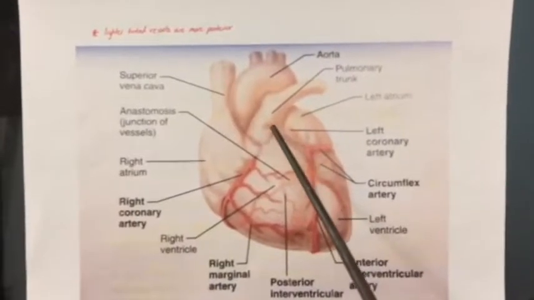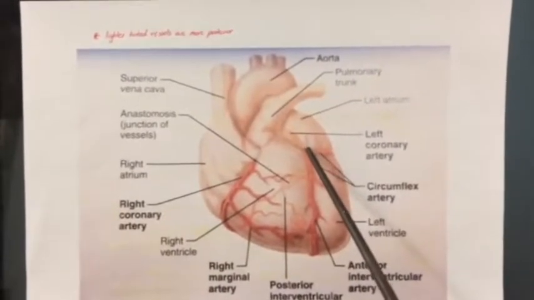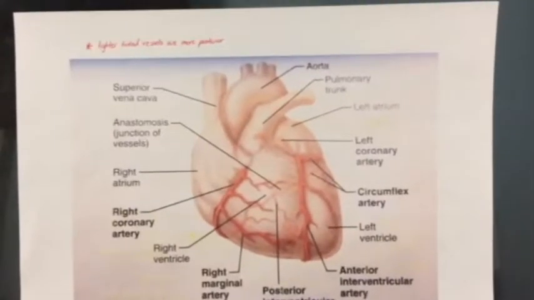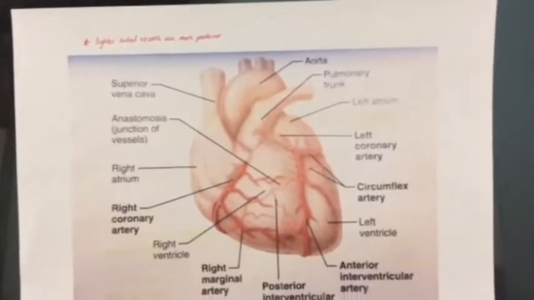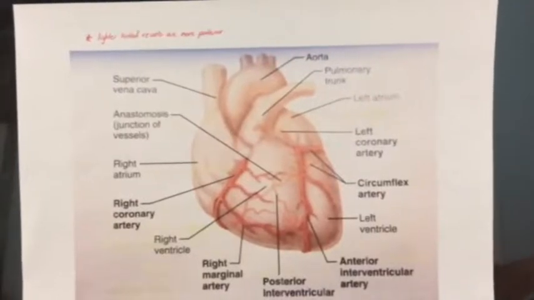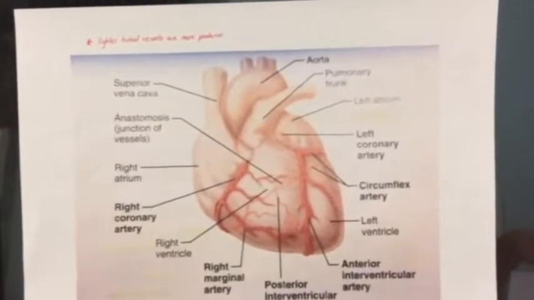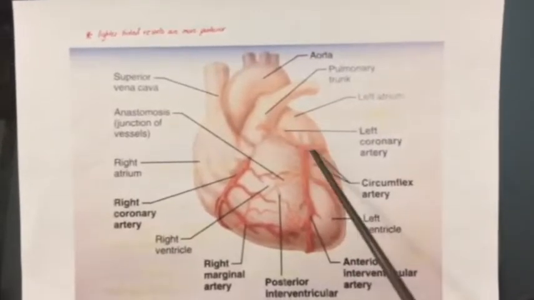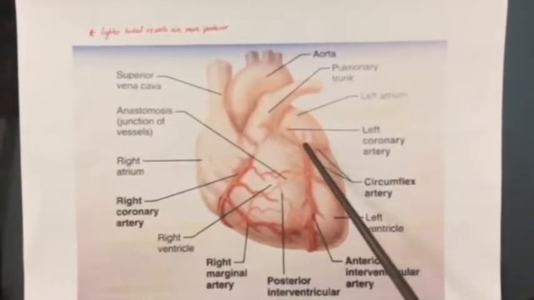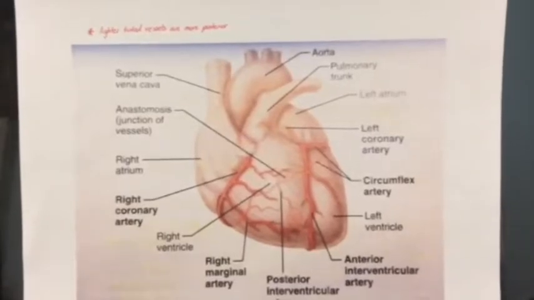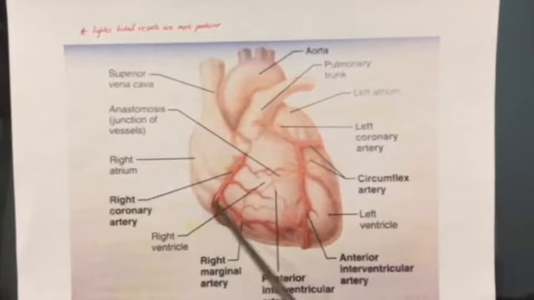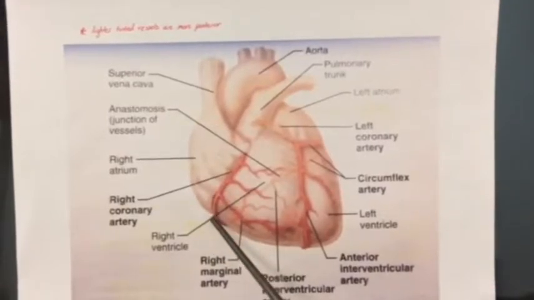which feeds the left side of the heart and branches and forms the anterior interventricular artery, also known as LAD, which supplies anterior walls, both ventricles, and the atrioventricular septum. The circumflex artery, which supplies the left atrium and the posterior left ventricle. And then you also have the right coronary artery, which feeds the right side of the heart.